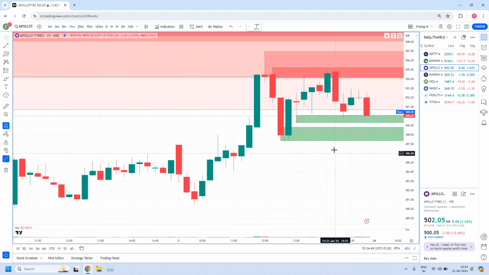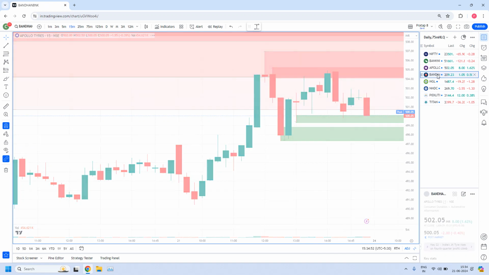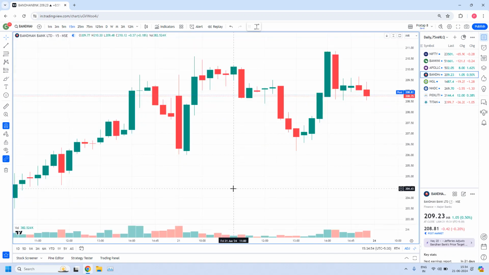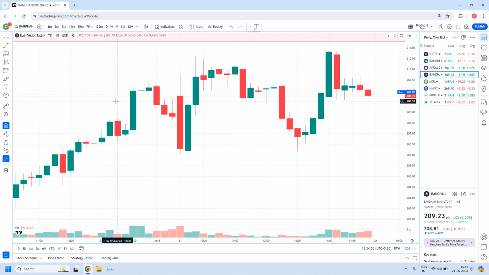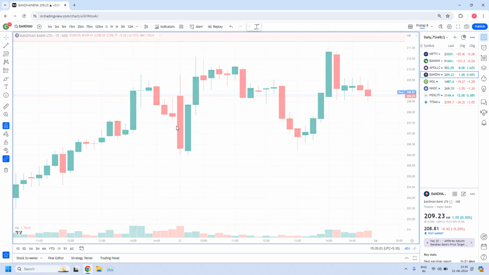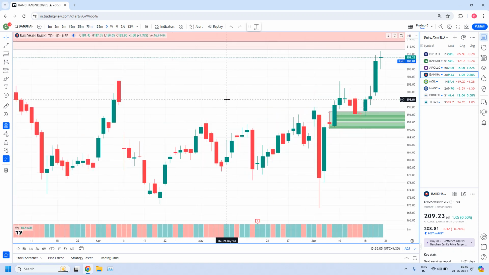The next one is Bandhan Bank. Bandhan Bank is also a daily high liquidity supply zone.